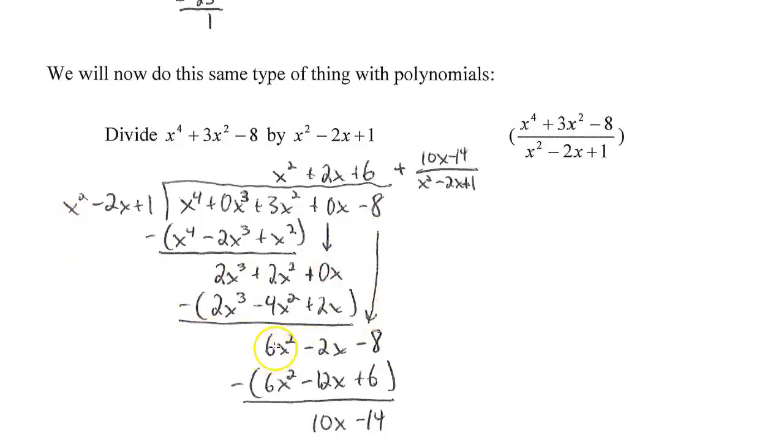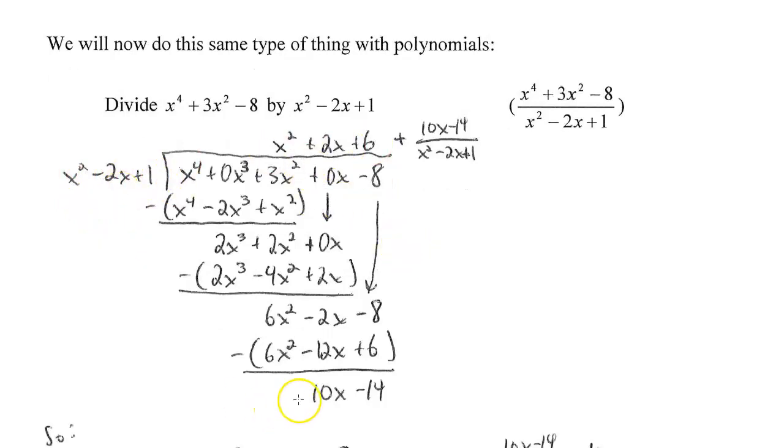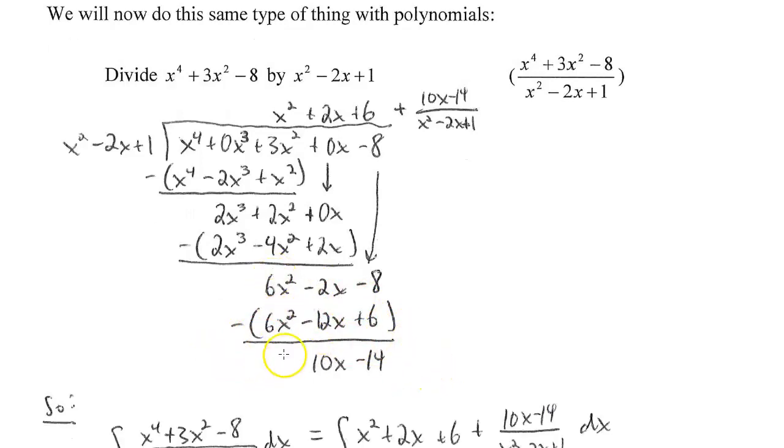Finally, bring down the negative 8, and you ask how many times does x squared go into 6x squared? Well, x squared times 6 will give you 6x squared. So we put 6 there. 6 times this whole thing is going to give us 6x squared minus 12x plus 6. If we subtract these, 6x squared minus itself is 0.